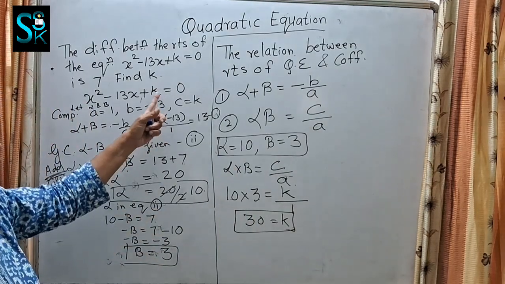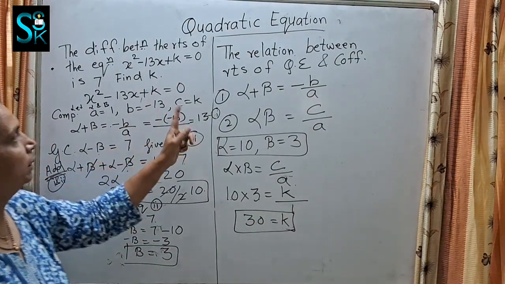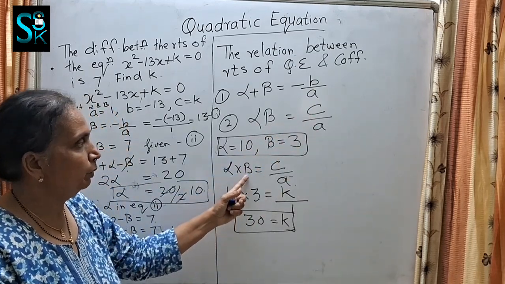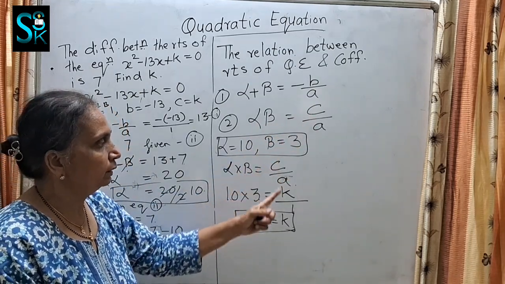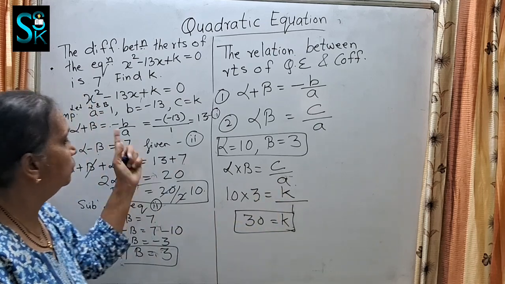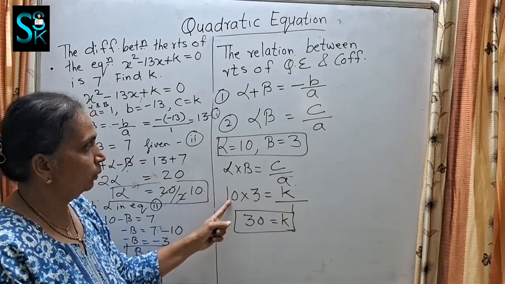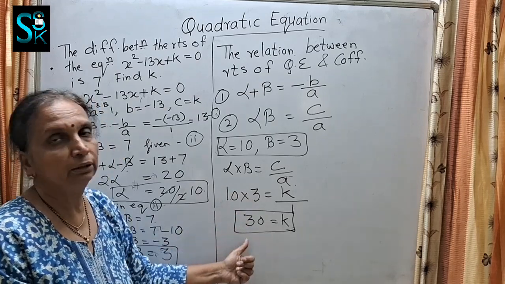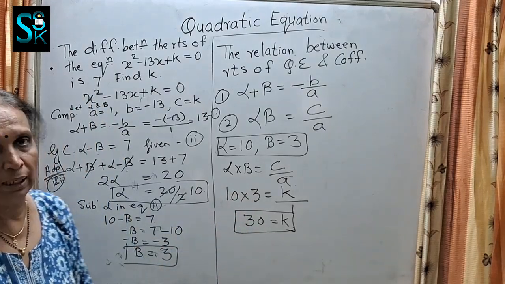Now you want to find out the value of k. For that, we are going to use alpha into beta is equal to c upon a. C is nothing but k, they have given a, the value is 1. Alpha you just found out is 10, beta you found out is 3. So 10 into 3 is 30, equal to k. And this is how you found out the value of k.